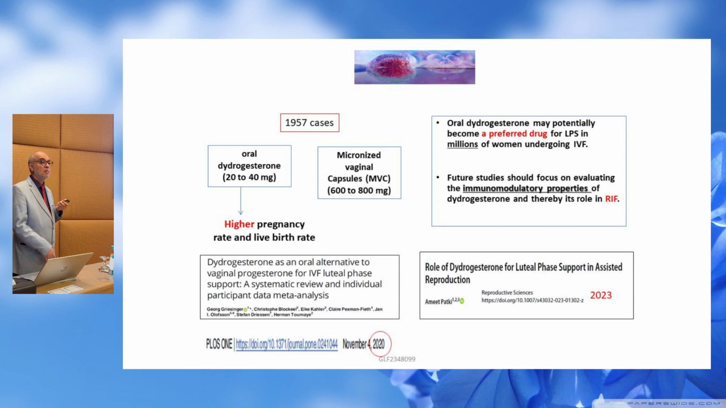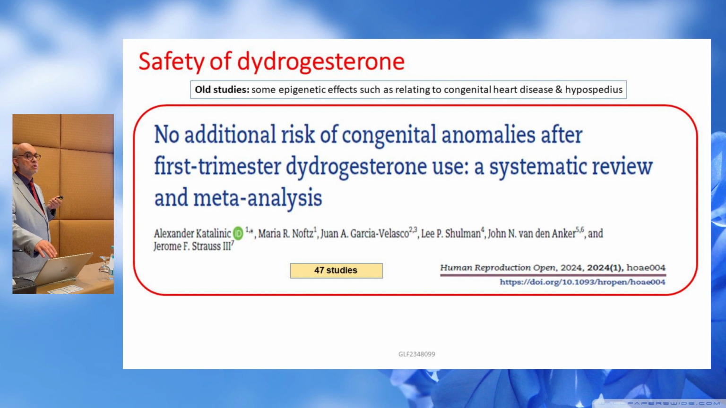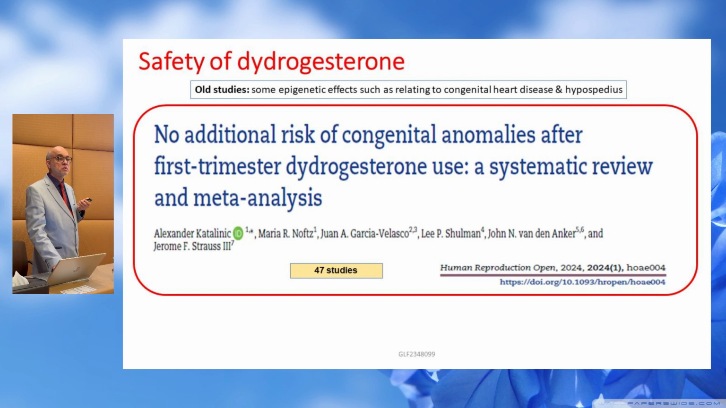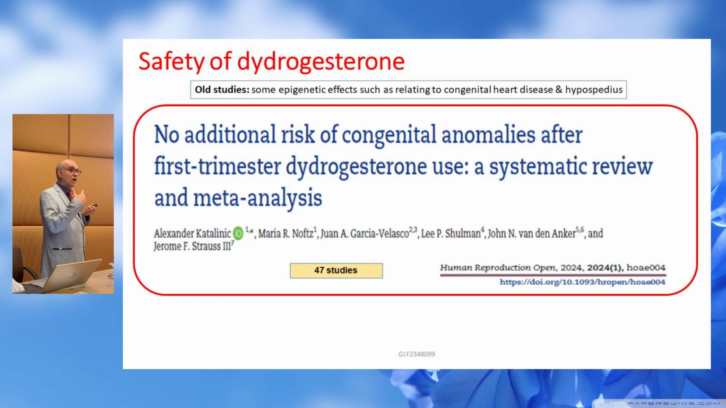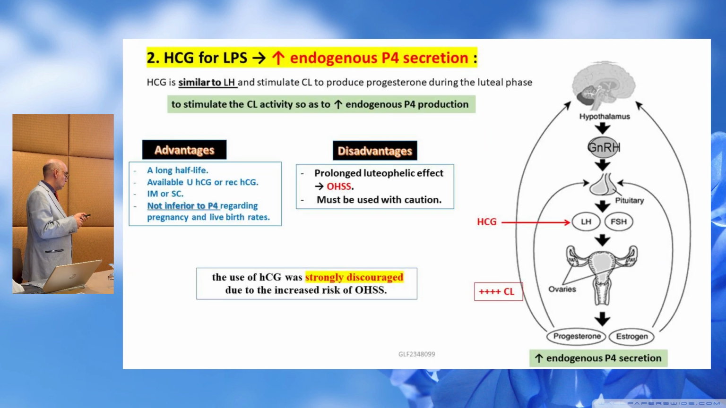What about safety? There is much concern regarding the safety of dydrogesterone in pregnancy. Some studies mention that it leads to congenital heart disease or hypospadias. But if we analyze these data and teratogenicity, we find multifactorial causes of these anomalies. And in a recent meta-analysis and systematic review of 47 studies, the title is No Additional Risk of Congenital Anomalies After First Trimester Dydrogesterone, and this is a good meta-analysis actually.